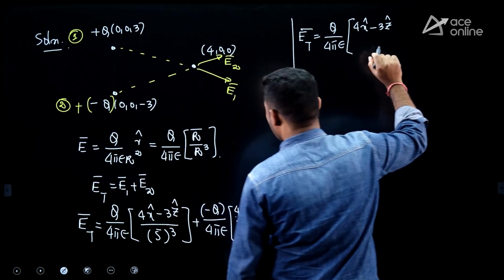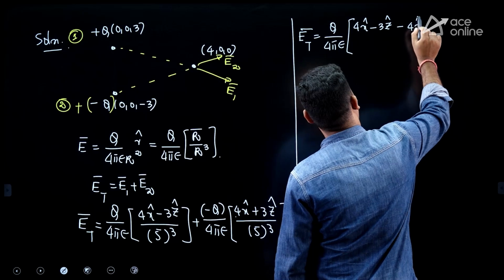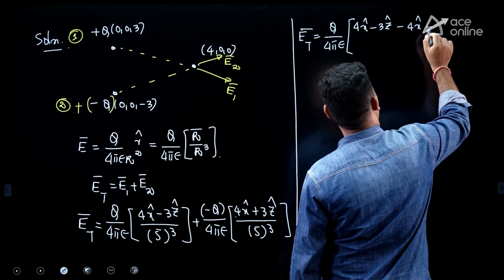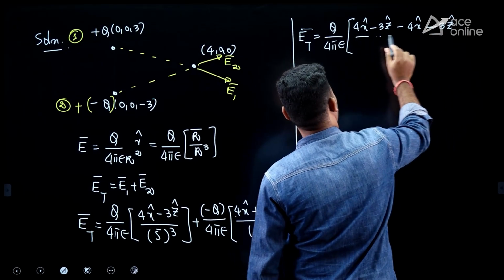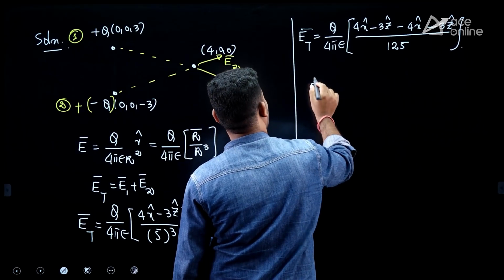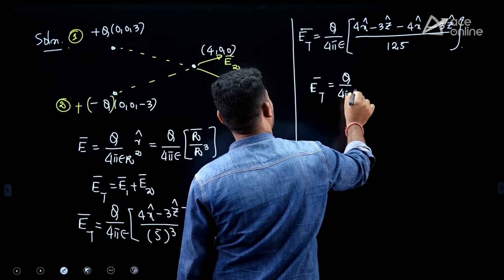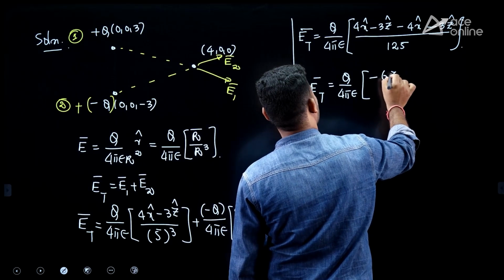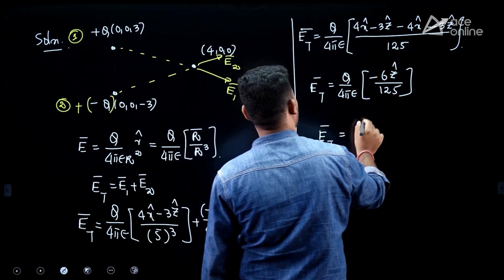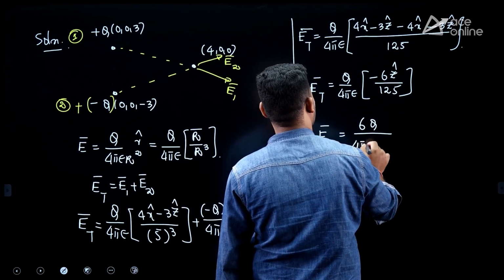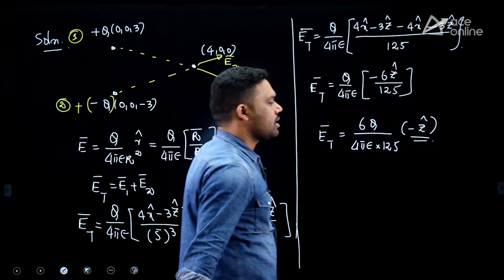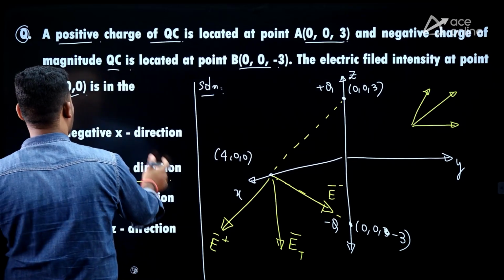It is 4x cap minus 3z cap, it is minus 4x cap, it is minus 3z cap divided by 125. So the E total is equal to Q divided by 4 pi epsilon, it is minus 6z cap divided by 125. Anyhow, guys, so what is this E total? It is 6q divided by 4 pi epsilon into 125, is minus z cap. Clear, guys? So minus z cap, negative z cap, option B is the answer.